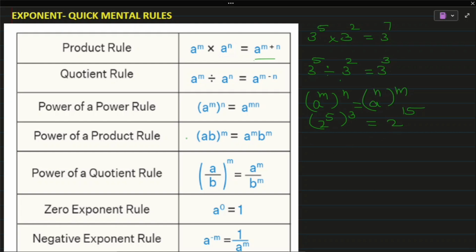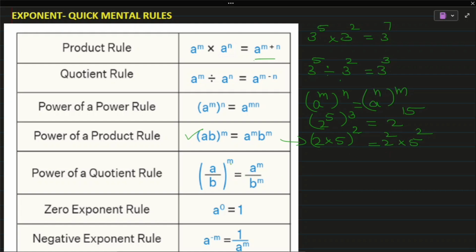Now the next one, a into b whole raised to m. If a common power is there, you can give it separately. That is a raised to m into b raised to m. Suppose 2 into 5 whole raised to 2. You can write it as 2 raised to 2 into 5 raised to 2. This common power can be given separately.